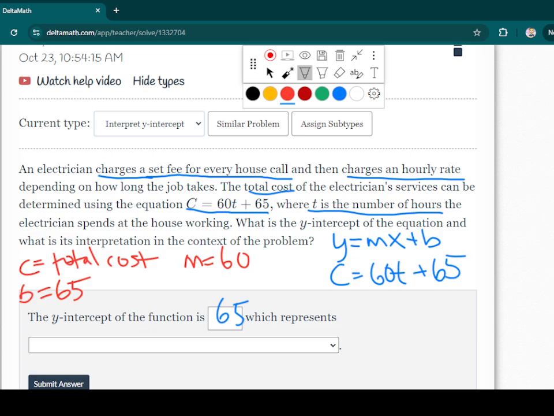So there's a set fee for every house call and an hourly rate. And t is the number of hours. So even though we don't have our keyword per here, we don't need it because we've got an hourly rate and a number of hours. So this must be $60 per hour. And then t is hours.